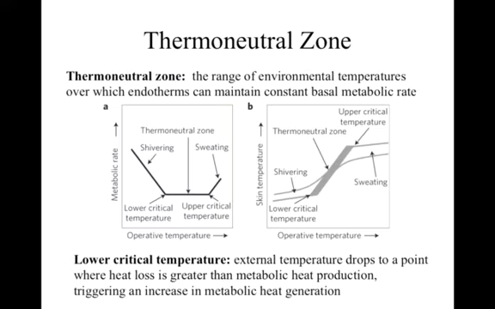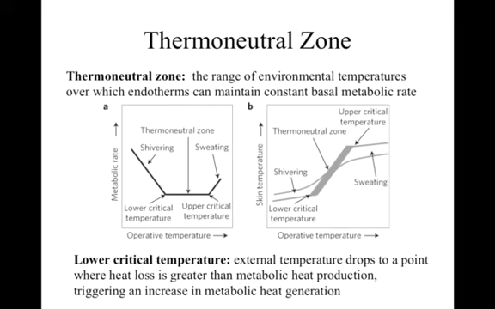With endotherms, we have what's called a thermoneutral zone, and that's the range of environmental temperatures over which endotherms can maintain a constant basal metabolic rate. And that's sort of their operational range. Once you move outside of that, they're kind of under extreme stress.